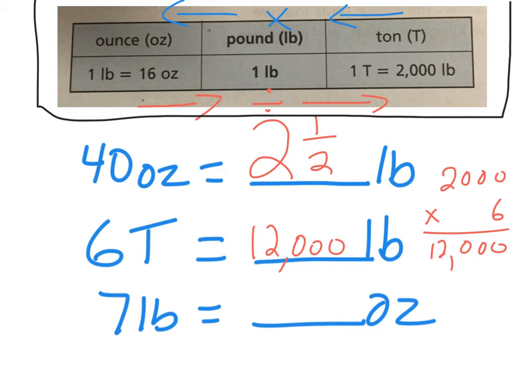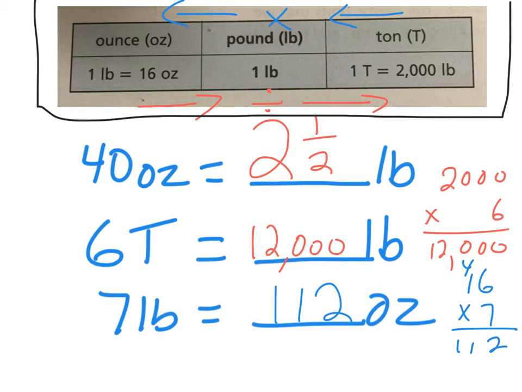7 pounds to ounces. Okay, now I'm going from pounds in the middle to ounces on the left, so going to the left, I'm going to multiply. If I have 7 pounds, how many ounces is in 1 pound? 16. So I'm going to take 16 ounces, 7 groups of that is 7 pounds. 7 times 6 is 42. Carry the 4. 7 times 1 is 7, plus 4 is 11. I have 112 ounces.